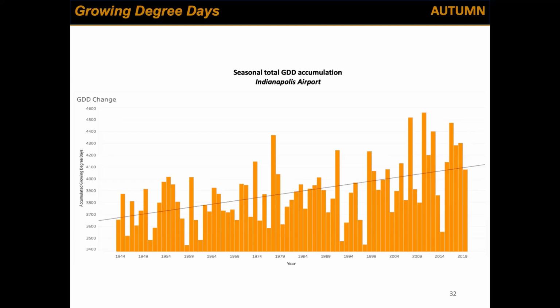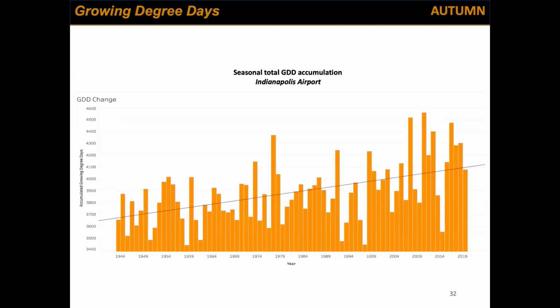This plot shows the annual accumulated growing degree day units at the Indianapolis airport since 1943. As with the other variables I've shown, there is certainly quite a bit of interannual variability, but the overall trend is clearly increasing. Simply looking at the estimated trendline value in 1943 compared to where the line is in 2019, the change is about 450 units.